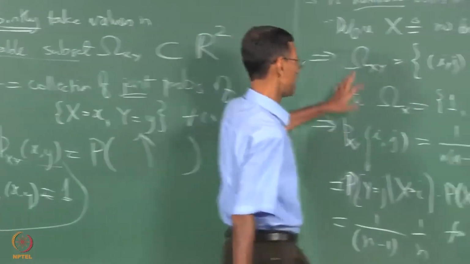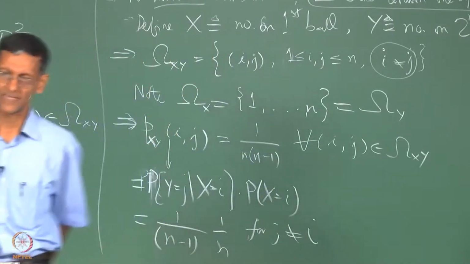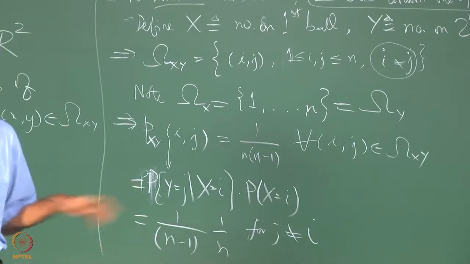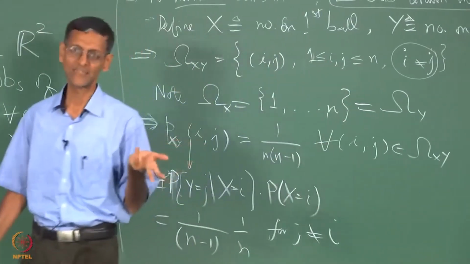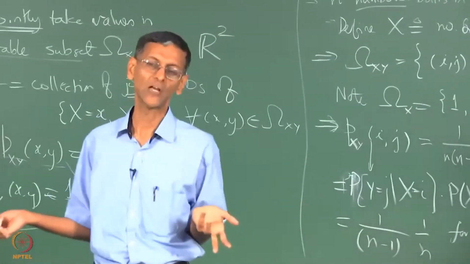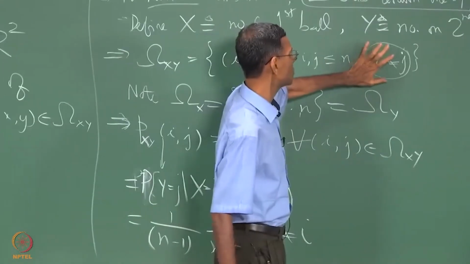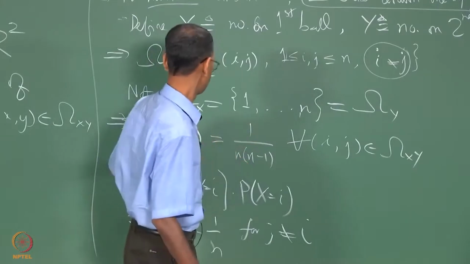In fact, it is somewhat inconvenient to leave out these diagonal entries if you write it as a table. So sometimes they expand omega xy to include those, another countable collection, and then attach 0 probabilities to those points. That is perfectly alright. So in some other specification, you could move this part to here.